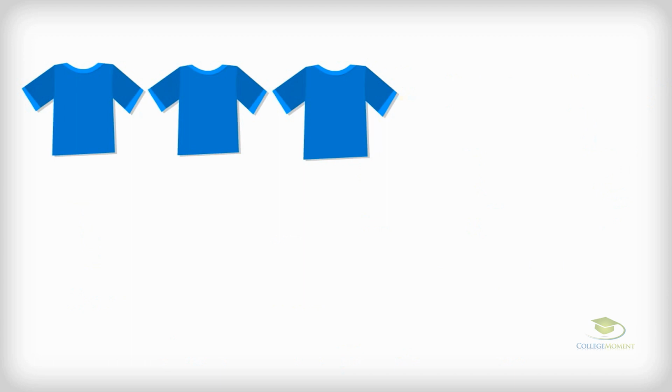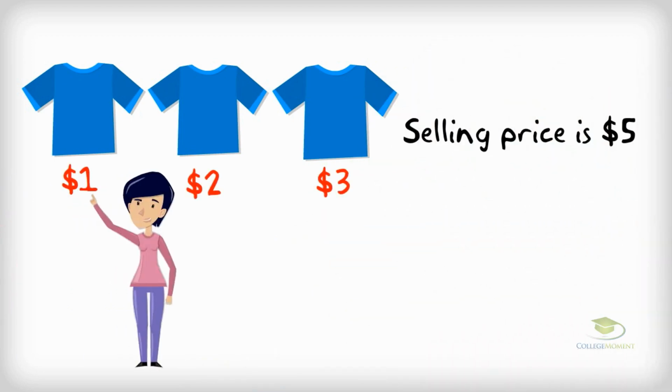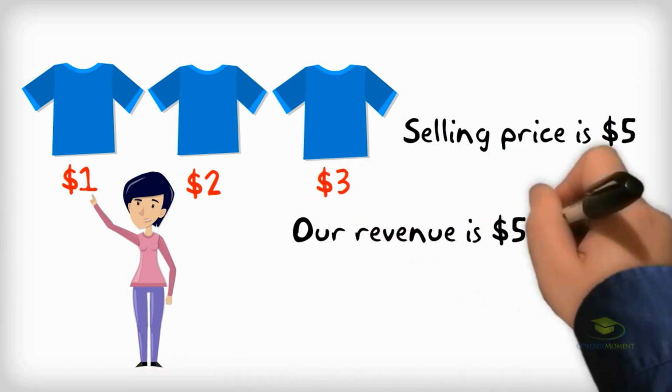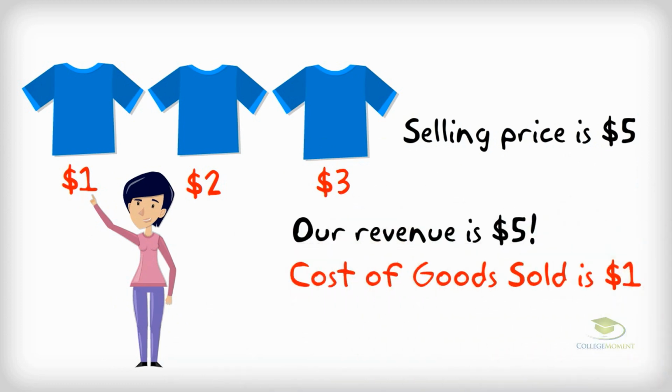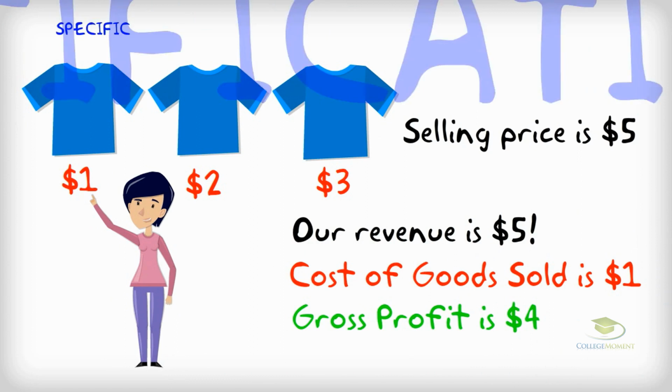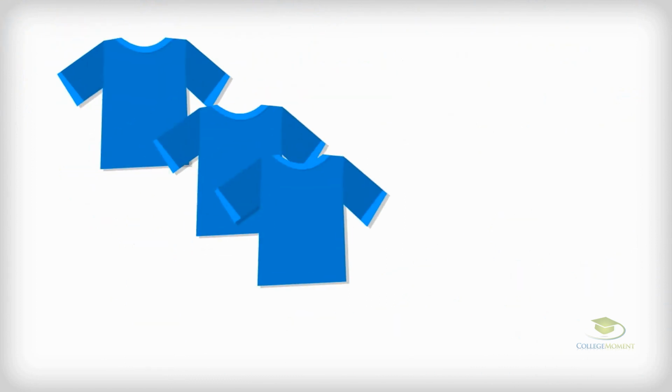Let's assume we have 3 t-shirts that we sell for $5 each. One lady came in and picked up the first t-shirt. Our revenue is $5 because we're selling each t-shirt for $5. The cost of goods sold is $1. The gross profit is $4. This method is called specific identification because we specifically identify which t-shirt the lady picked.